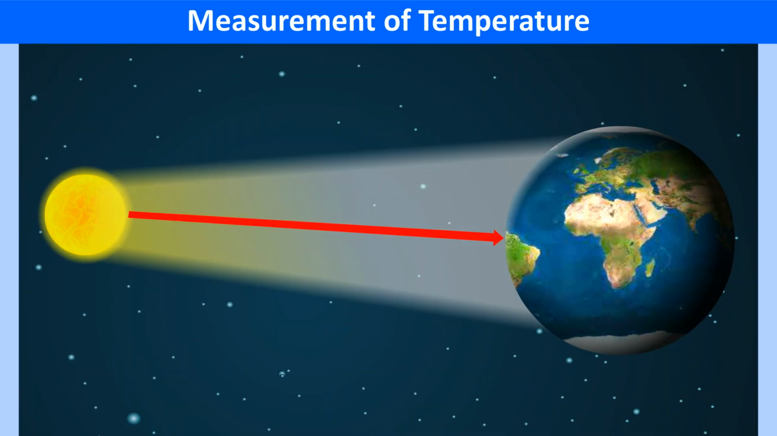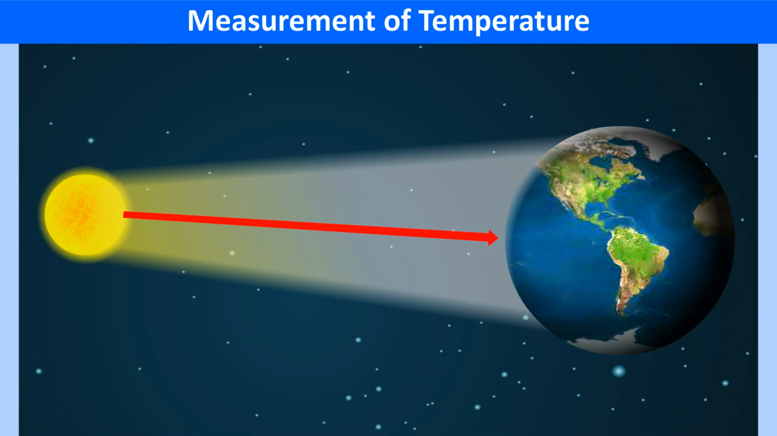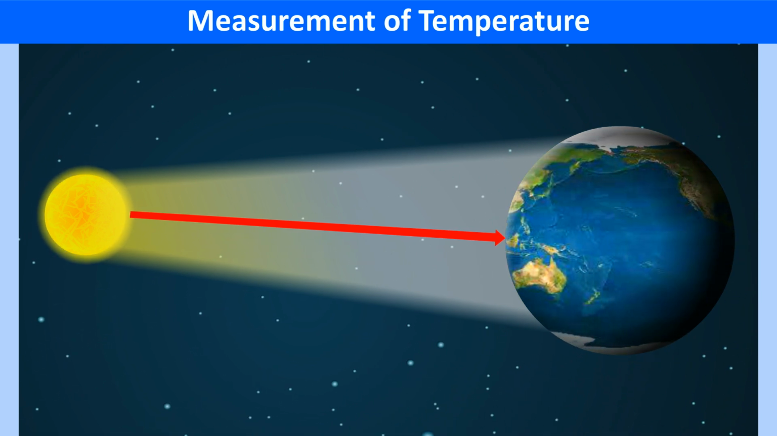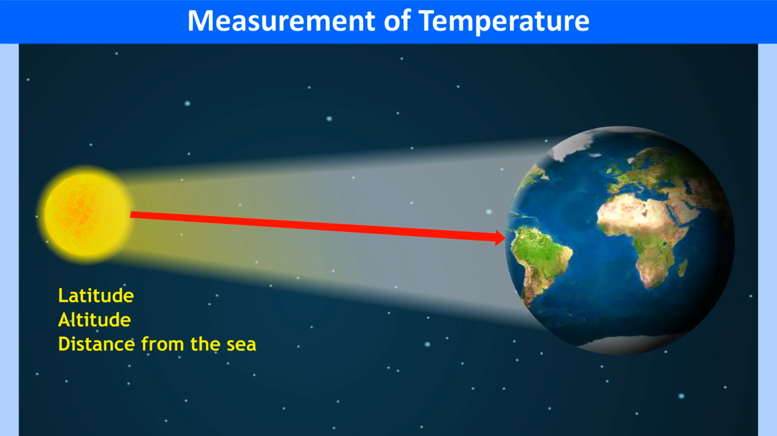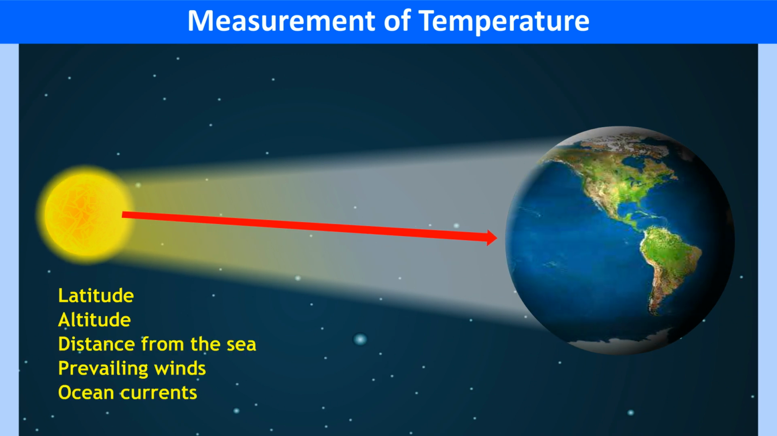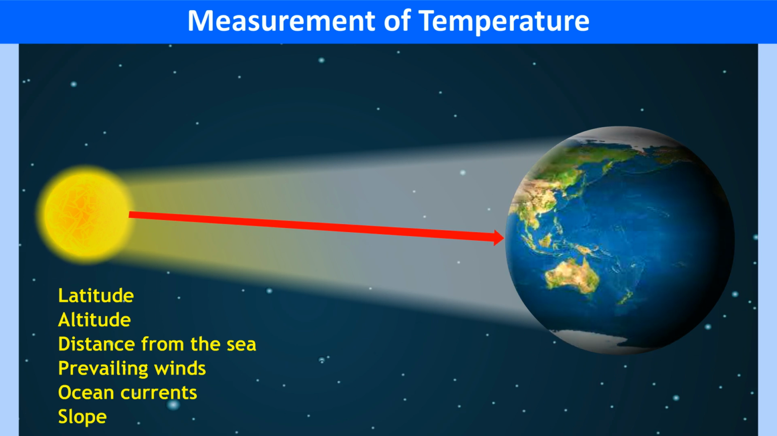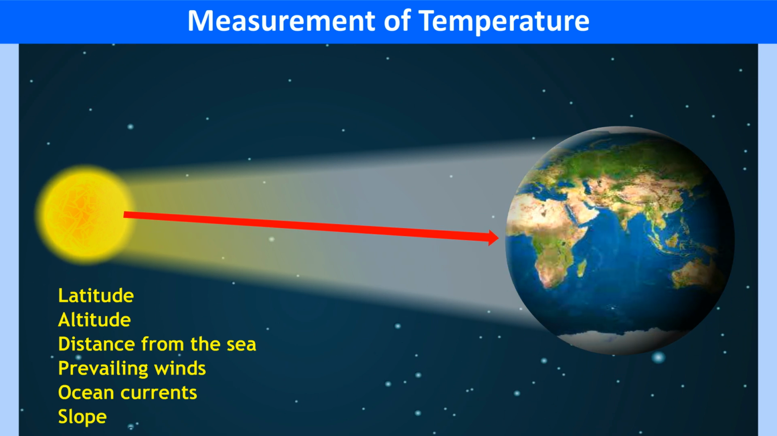However, the insolation received by the Earth is not the same everywhere. A variety of factors like latitude, altitude, distance from the sea, prevailing winds, ocean currents, and slope affect the temperature on the surface of the Earth.